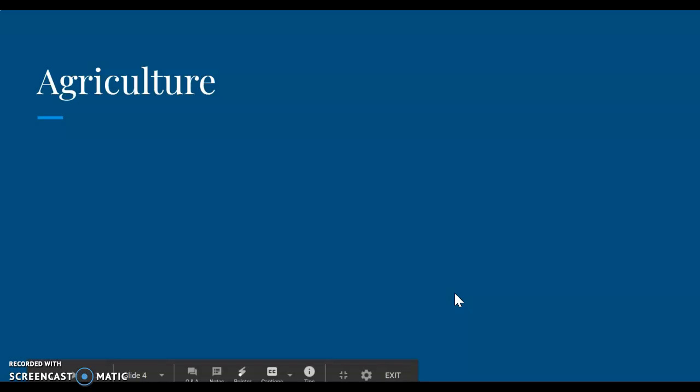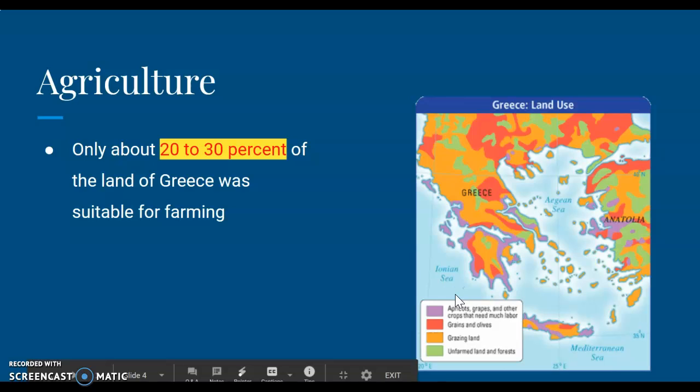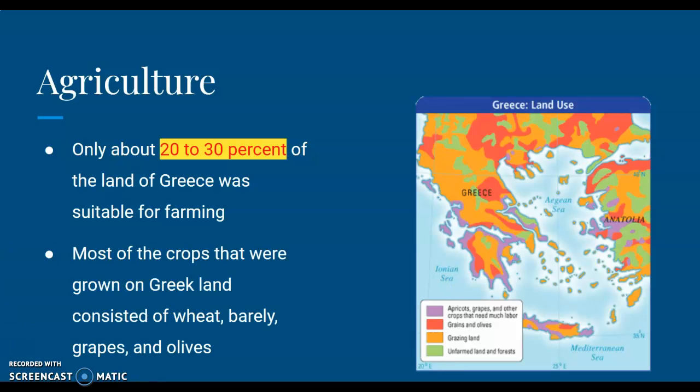Alright, the next thing we're going to be looking at is Greece's agriculture. Only about 20 to 30% of the land of Greece was suitable for farming. This was due to the fact that most of Greece was covered in very steep and rocky mountains. Most of the crops that were grown on Greek land consisted of wheat, barley, grapes, and olives.